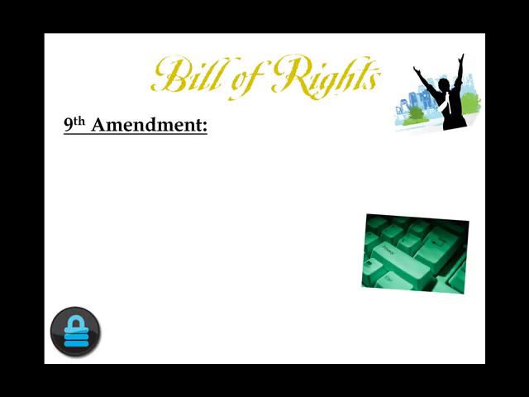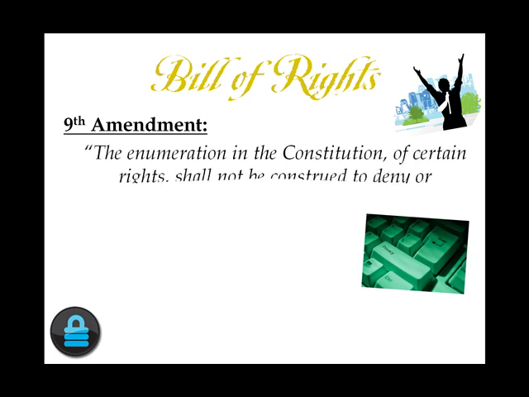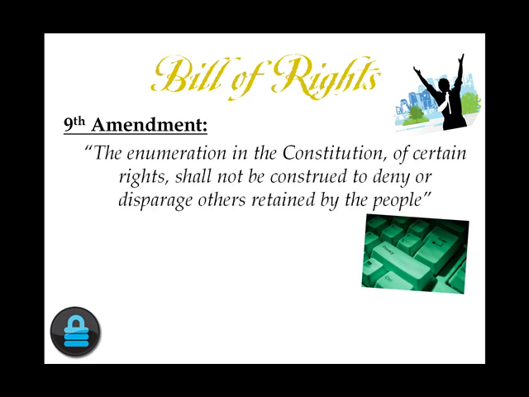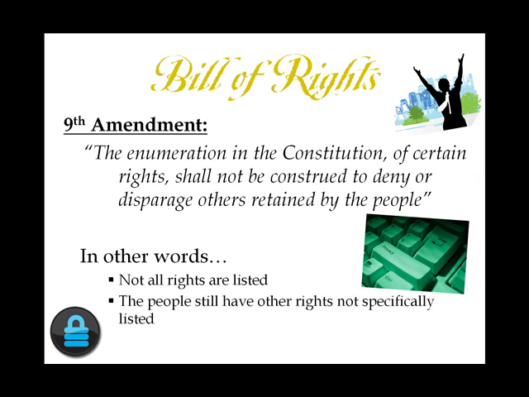Finally, the 9th Amendment reads as follows. The enumeration in the Constitution of certain rights shall not be construed to deny or disparage others retained by the people. In other words, not all rights are listed in the Constitution, so the people still have other rights not specifically listed in the Constitution.